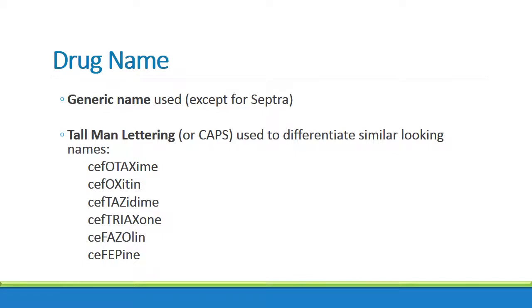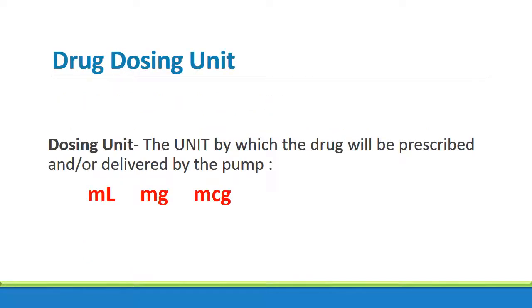The drugs are all programmed using the generic name, except for Septra, which is very rarely prescribed in the community. Tallman lettering, otherwise known as caps lock, is used to differentiate between drugs that have similar names. The dosing unit is important because there are differences between drugs in the units they are measured in. For example, fentanyl is dosed in micrograms, and morphine and hydromorphone are dosed in milligrams.